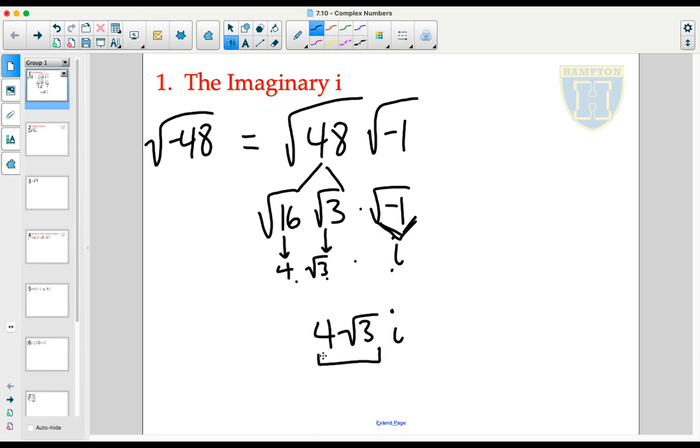This is no different than what we did before. If I had just given you the square root of 48, this is where we would have ended up. But the use of the imaginary i allows us to take roots that we previously were unable to take.